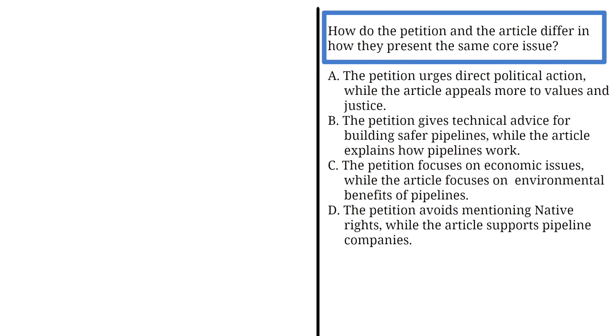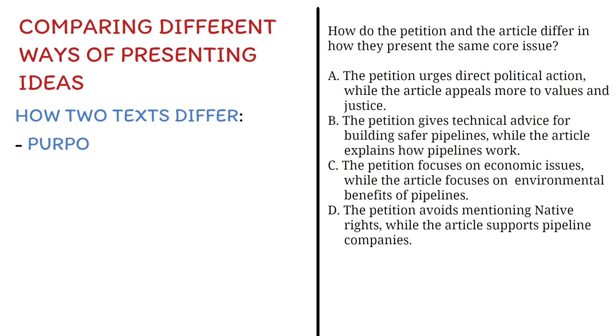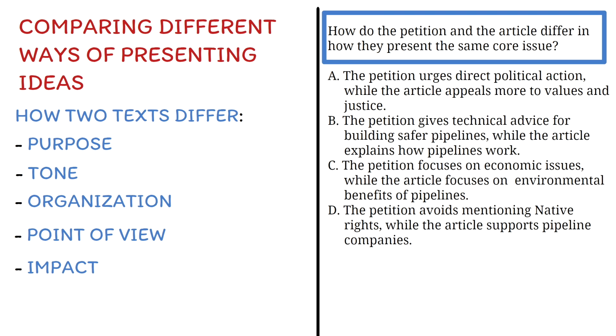This question checks your understanding of comparing different ways of presenting ideas, a key skill needed to pass the GED Reasoning Through Language Arts test. Here, you'll be presented with different passages and be asked to compare how two texts differ in purpose, tone, organization, point of view, or the impact they have on the reader. Now let's take a look at the question. How do the petition and the article differ in how they present the same core issue?